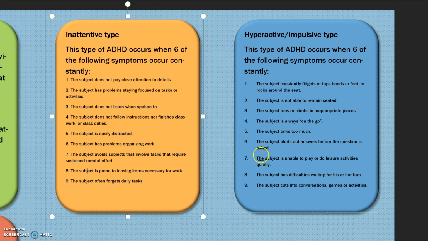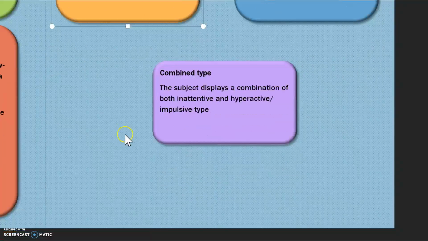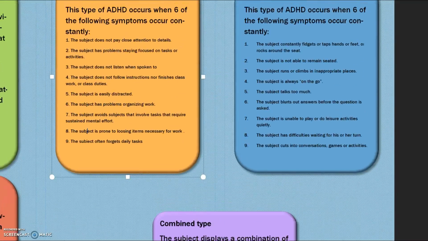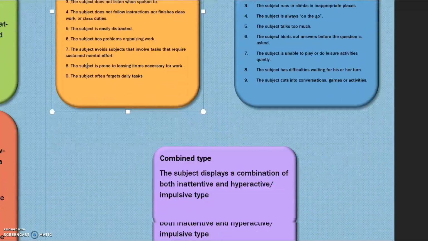So these are the symptoms that have to be simultaneously present, 6 out of the 9, in order for the child to be diagnosed as the impulsive hyperactive type or inattentive type. Okay? And then there's the combined type, which basically stands for a combination. So it could be 3 on inattentive and 3 on hyperactive.